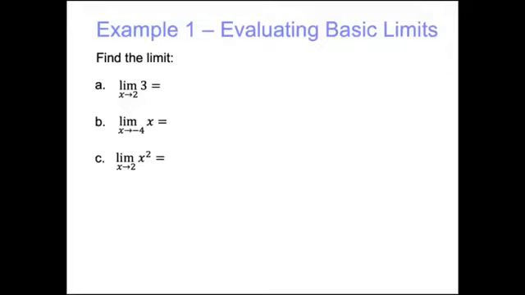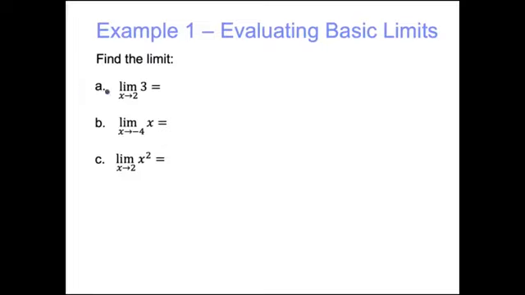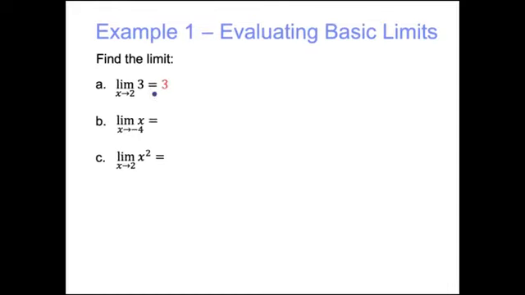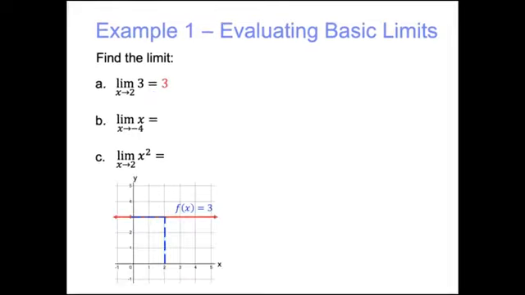Now let's get some practice using Theorem 1.1. In example 1, we're asked to evaluate 3 basic limits. For part A, we're asked to find the limit as x approaches 2 of 3. Now we just learned that the limit of a constant is equal to the constant, so we know that the answer here is going to be 3. And we can further validate our solution by looking at the graph of f of x equals 3. Now notice that the graph is continuous, and we just learned for continuous functions that we should be able to find the limit by direct substitution. And if you notice, f of 2 is equal to 3, so the limit is 3.